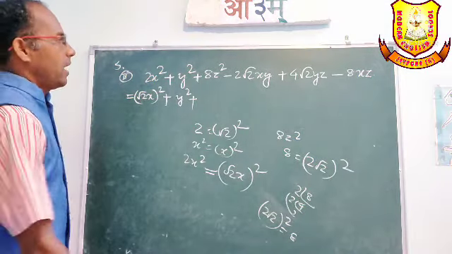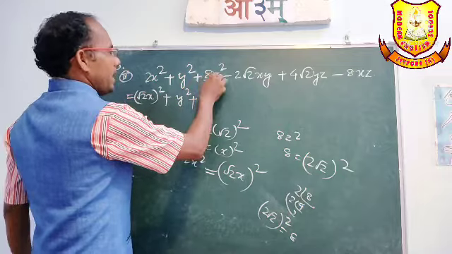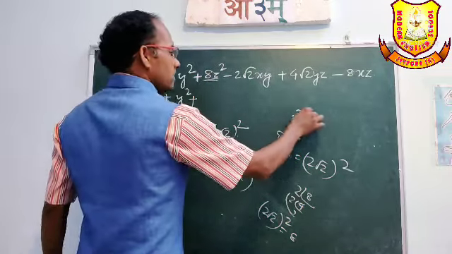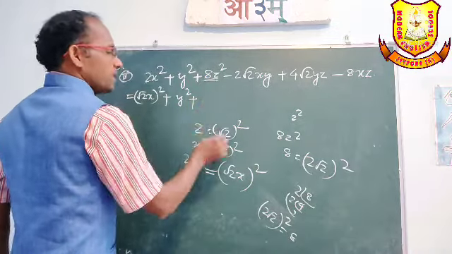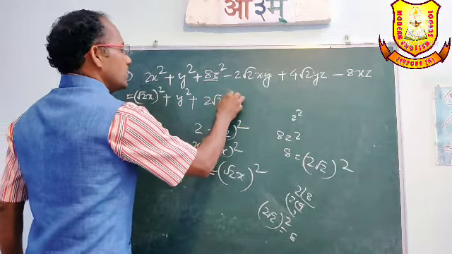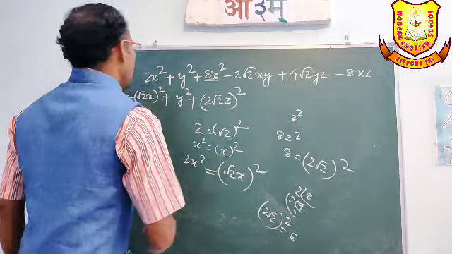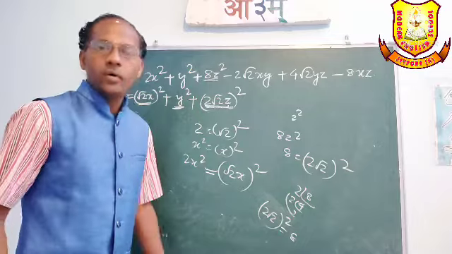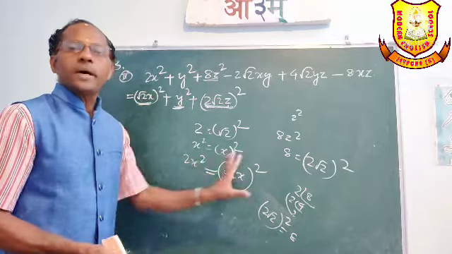Okay, now we can write in place of 8z square, z square equals z square. So this is (2 root 2 z) whole square. Now we got a square, b square and c square. Okay, now understood this part?